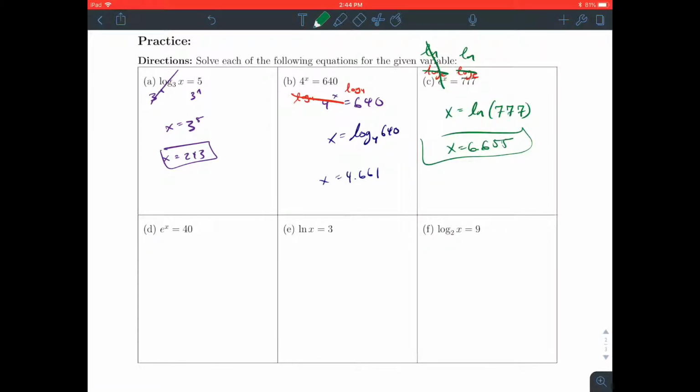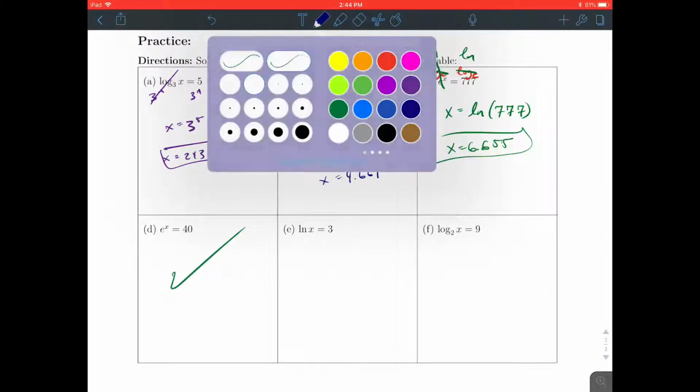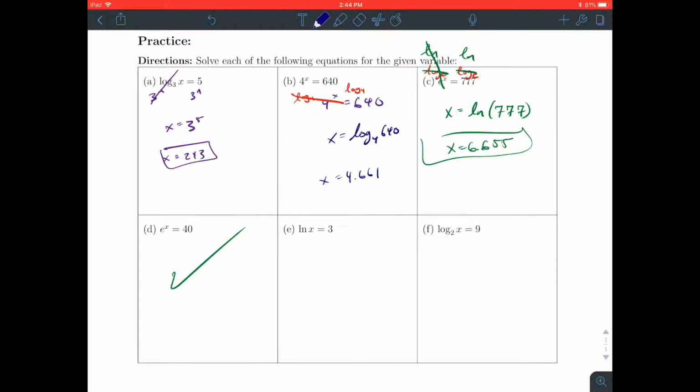Lastly, for problem D, this will be the last one we go over. Oh, well, actually, we'll skip D. I think you can figure that one out. Problem E will be the last one we go over. So we have ln of x equals 3.